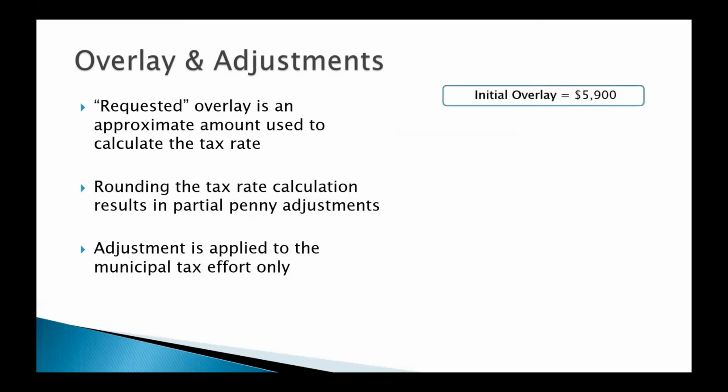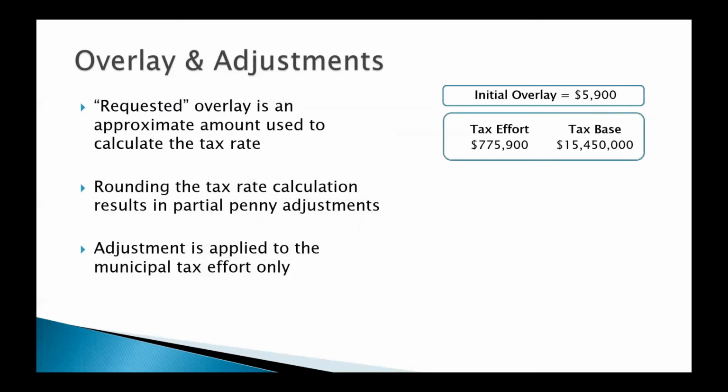So let's take a look at how this would work. So let's say we have an initial overlay of $5,900. We have a tax effort, so the amount of money that we want to raise of $775, and a tax base of $1,540.